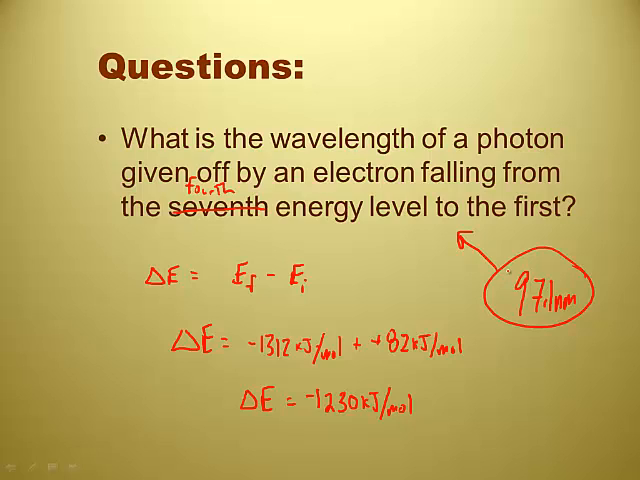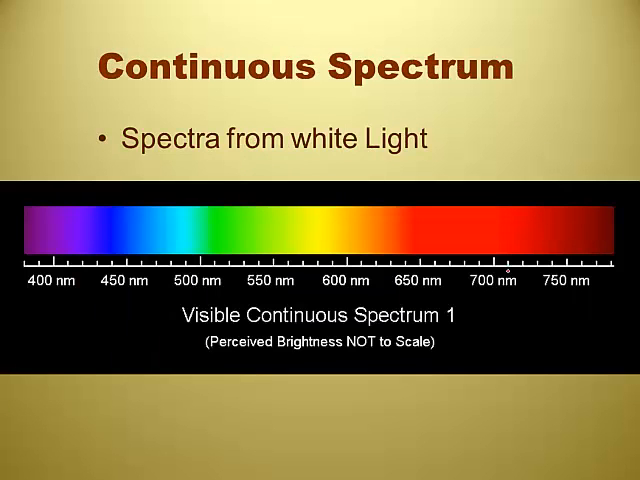Now here's the interesting thing. What color is 97.1 nanometers? It's not an actual color. It's a pretty short wavelength. Is it infrared? No, because that's long. 750 is over here and 400 is over here, so 97.1 would be UV, even way less than UV. UV sounds reasonable. Definitely not visible light.